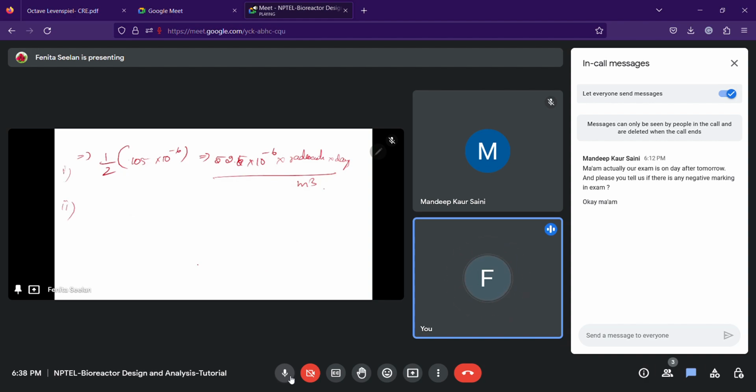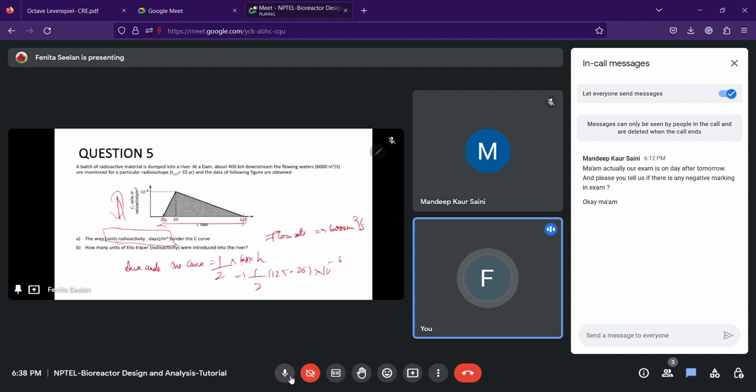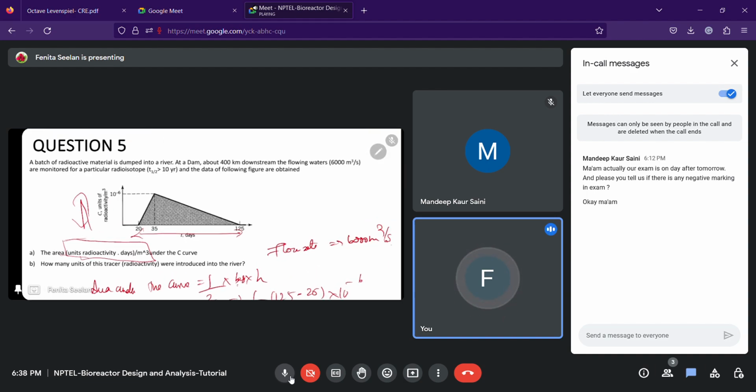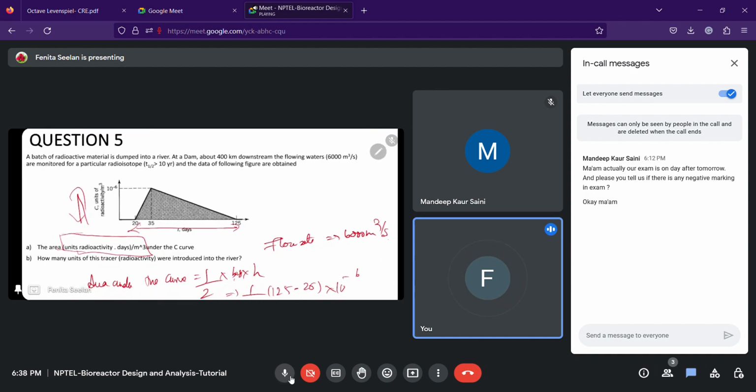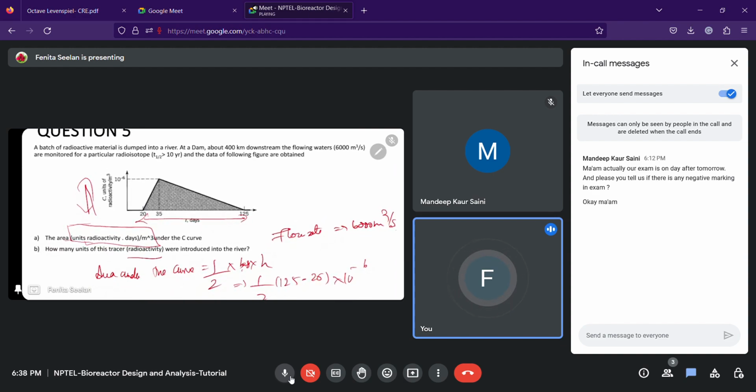So what is the second question? How many units of the tracer? That is only the radioactivity unit. If you have any doubts, you just note down the units. Based on that, you can easily calculate. So how many units of the tracer, which is the radioisotope, is being introduced into the river?